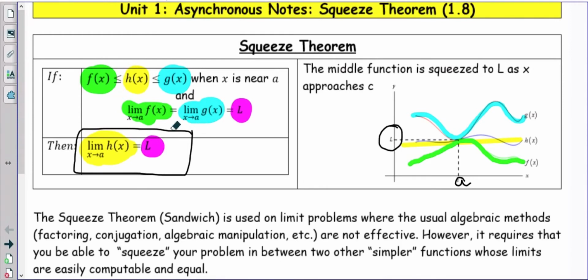This theorem is called the squeeze theorem because we squeeze the middle function in between the top and the bottom. And if you read the paragraph below, it says the squeeze theorem, or the sandwich theorem, sometimes it's called, is used on limit problems where the usual algebraic factoring, conjugation, algebraic manipulation, etc., when those usual things are not effective. However, it requires you to be able to squeeze your problem in between two other simpler functions whose limits are easily computable and are equal. Okay, let's try it with a problem.